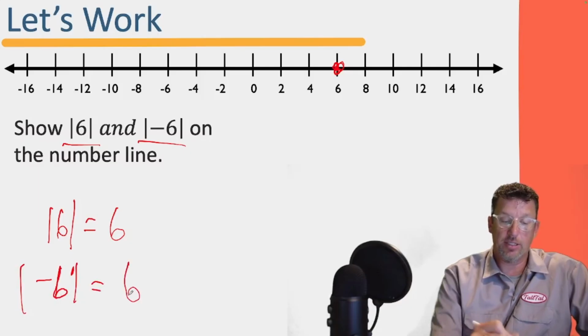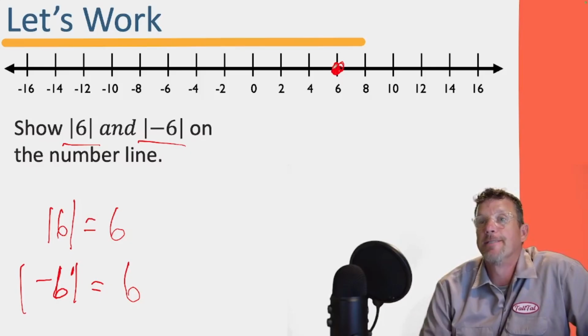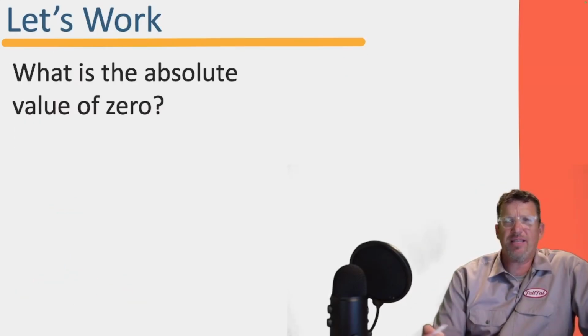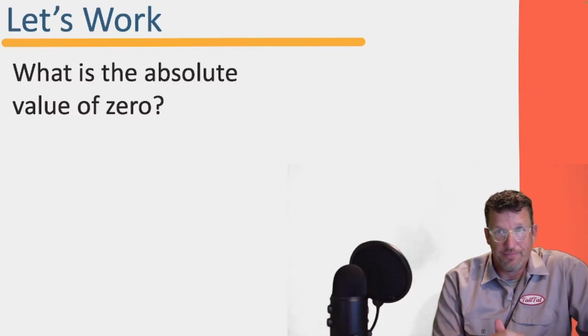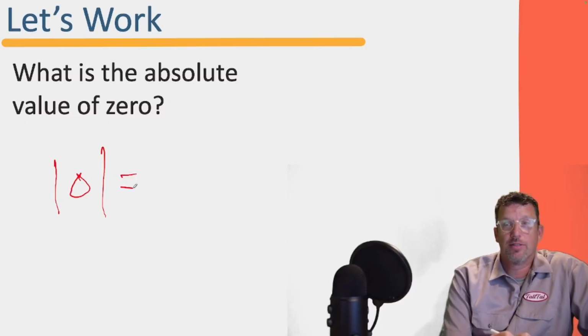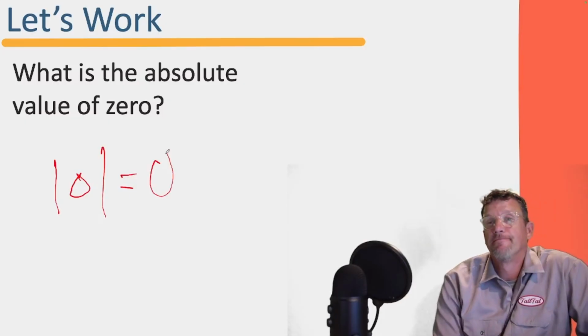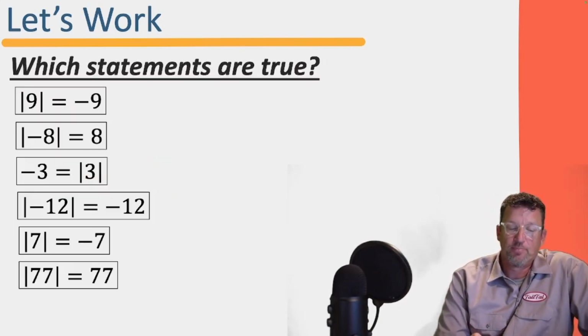Well, it is 6, so it also goes right there. So that is the one space you should put your dot. What about the absolute value of 0? Well, how far is 0 away from 0? Absolute value of 0 equals 0. It's on 0. It can't go any farther. That's where it is. 0 is on 0, so it's no distance away. So the answer is 0.